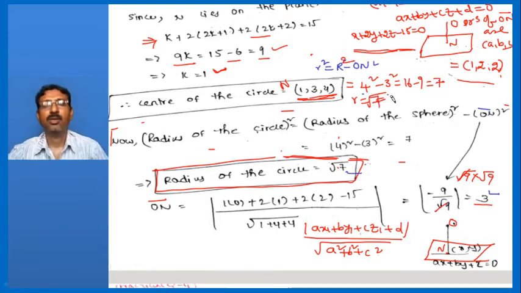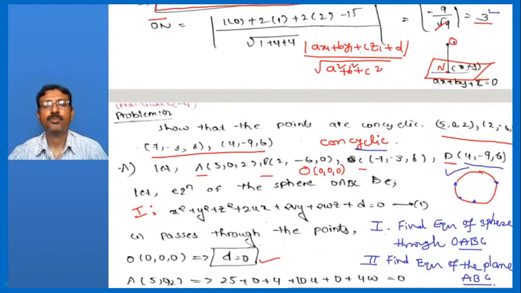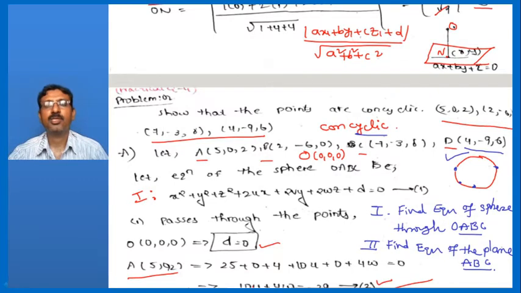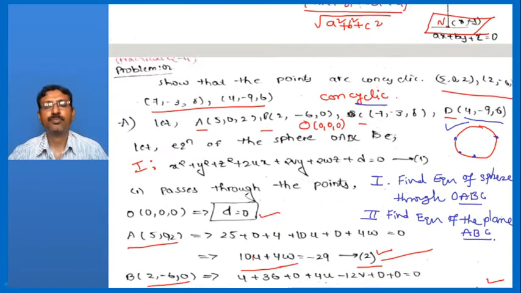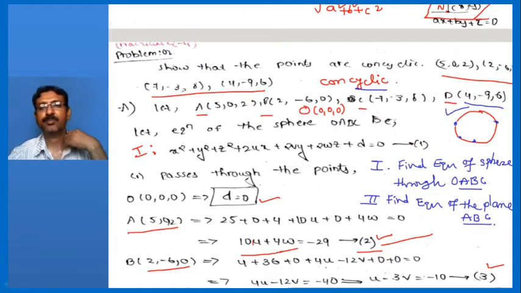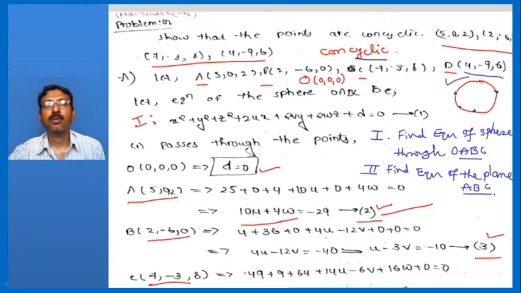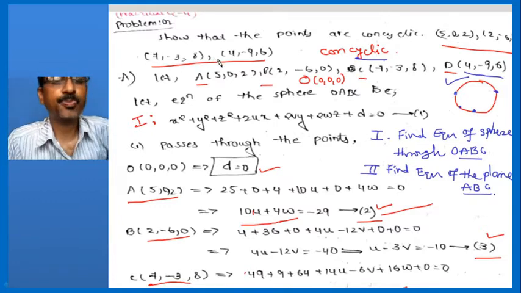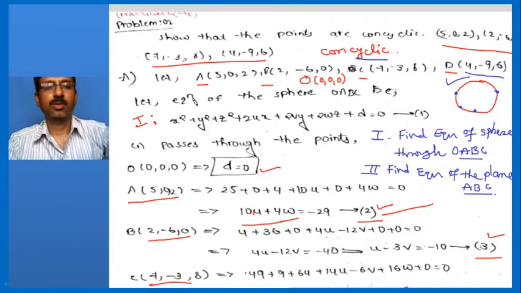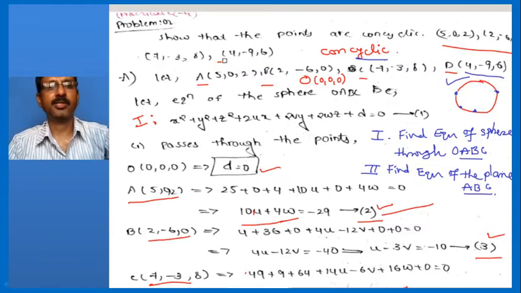Okay, that is the radius of the circle. So this ends the problem. So coming to the next problem, let us take the lines.